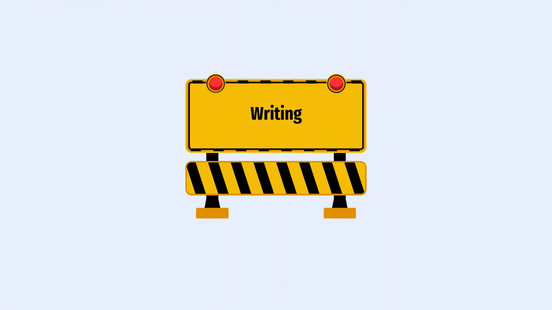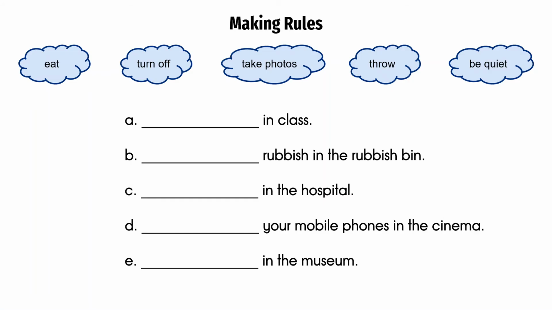Now let's move on to the writing skills. For the first activity of writing, we're making rules. So you may use the word don't or do not. So for example, in A, what can we write about in class? Yes, you're right. You may say you don't eat in class.